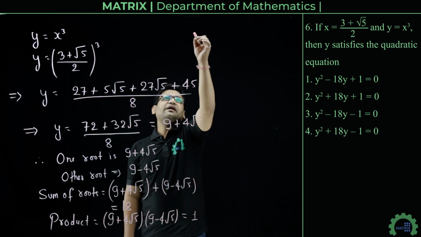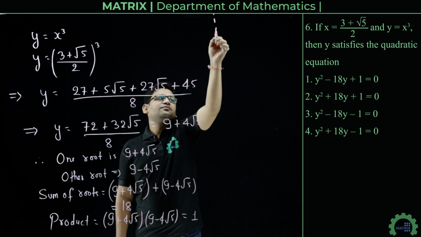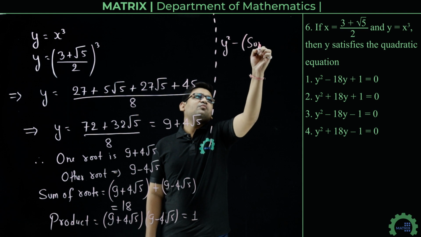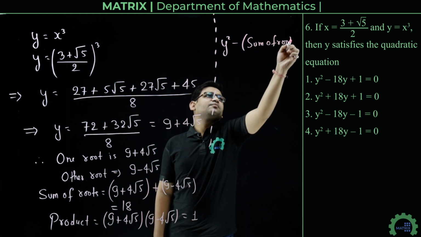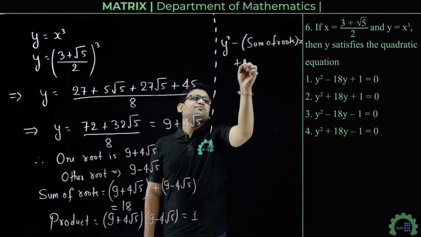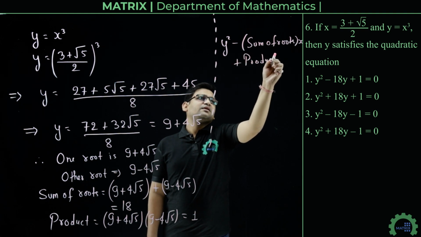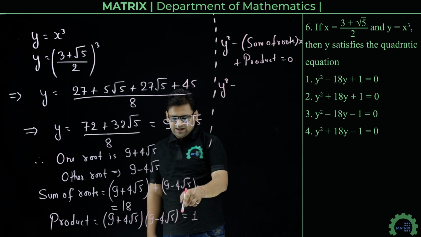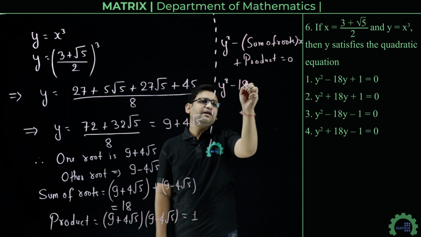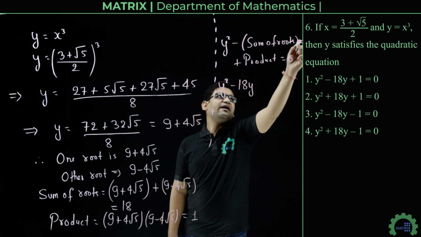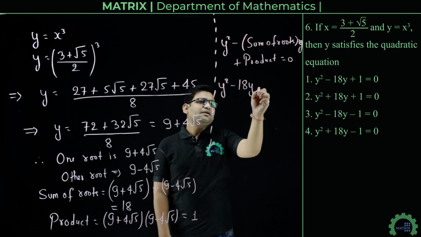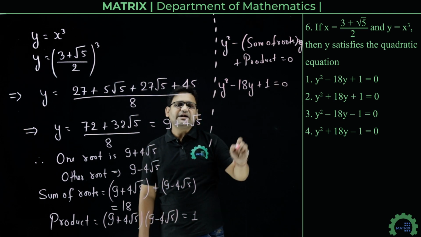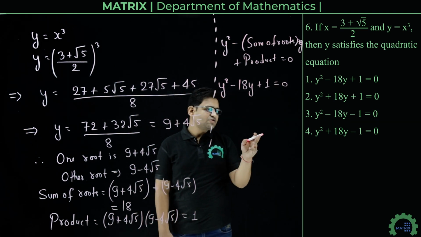So finally we get the quadratic equation y square minus sum of roots multiplied by y plus product of roots, that will be 0. So y square minus sum of roots, which is 18, so minus 18y, plus product of roots, that is 1. So y square minus 18y plus 1 will be 0. So option number 1 is the correct answer.